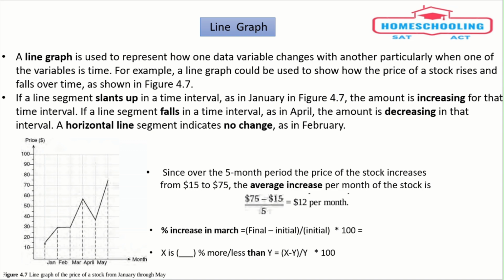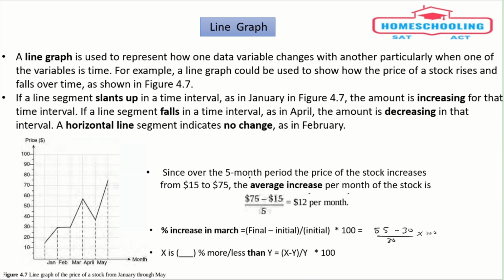Let's take a few concepts of this line graph. So what is the percentage increase in March? As we know, there is an initial value and a final value. So for this, we have to find the final minus initial value divided by the initial value. So we can say that the final value is 60, minus 30, divided by 30, into 100. So this is the percentage increase here.